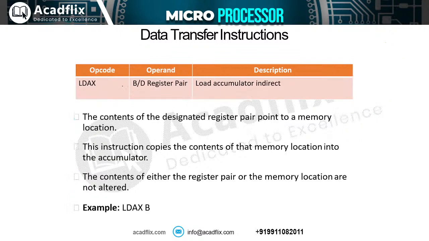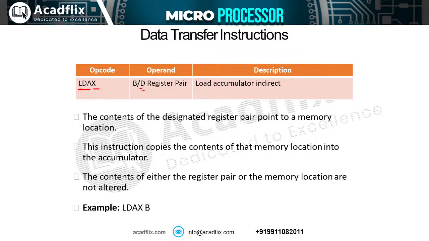Okay, LDAX means load accumulator with the register pair. You can specify register pair B or D here, that is BC or DE. The HL register pair cannot be used here. For example, the operand can be either register pair BC or DE. So this is load accumulator indirect.